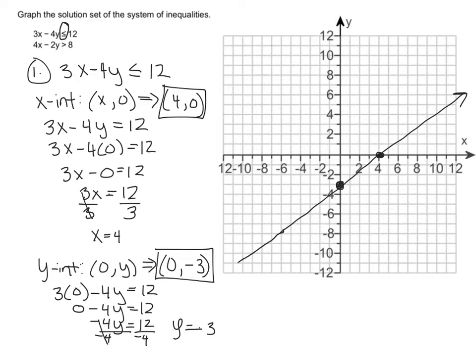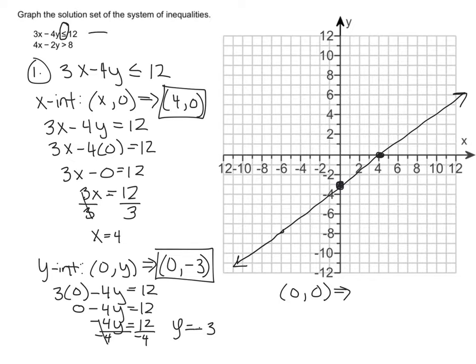Now I want to decide where to shade on the graph. Do I shade above the line or below the line? In order to determine this, we're going to choose a test point. And we can choose whatever point we want as long as it's not on the line. I'm going to choose a test point of 0, 0.